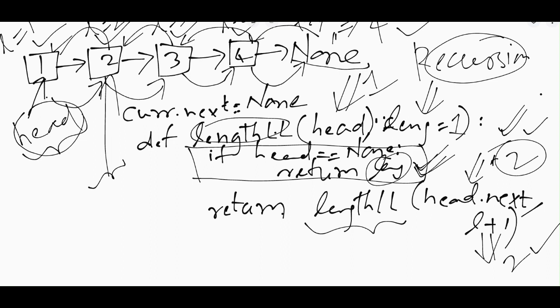I hope you have understood. Whatever the final answer is, that is present in the variable length when it reaches None, that is my final answer. So it will return the answer as 4. Thank you.